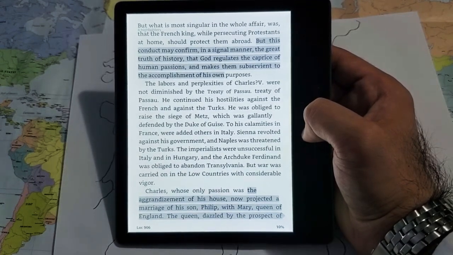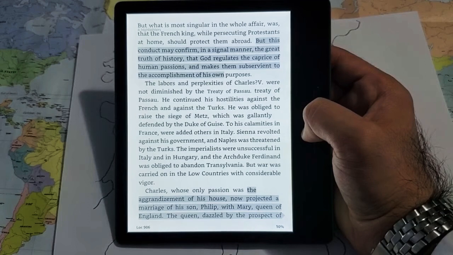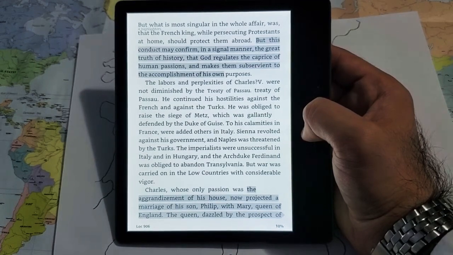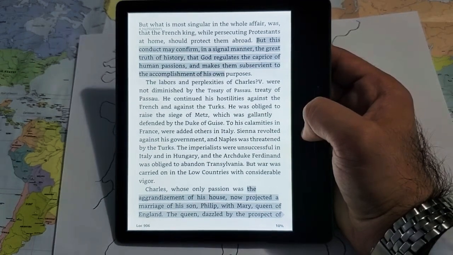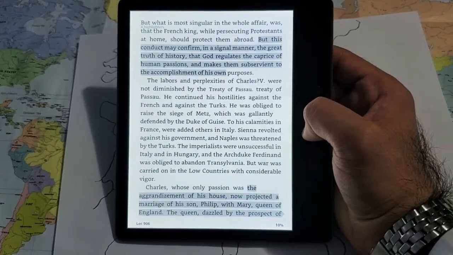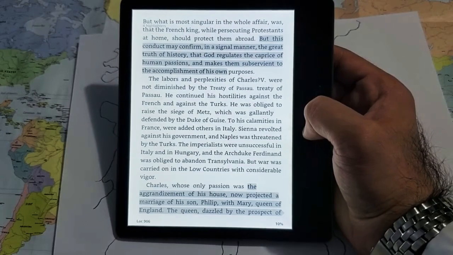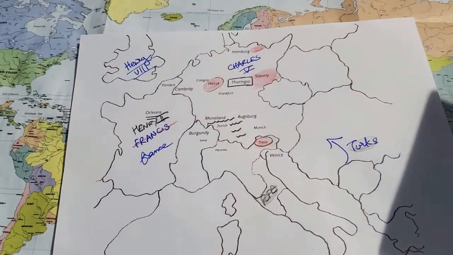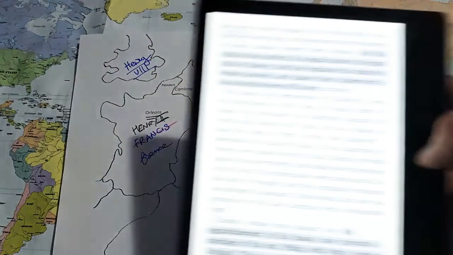The labors and perplexities of Charles V were not diminished by the Treaty of Passau. He continued his hostilities against the French and against the Turks. He was obliged to raise the siege of Metz, which was gallantly defended by the Duke of Guise. Did I find Metz? I don't think I did.